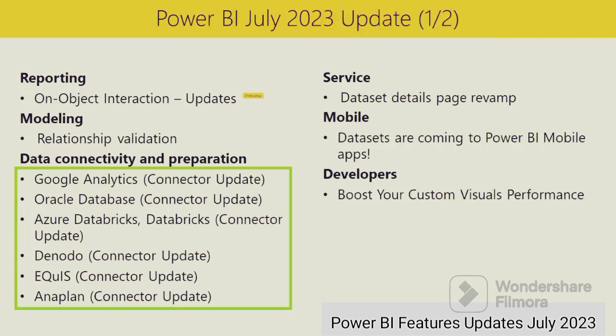We have some connector updates for you this month. The Google Analytics connector has been updated to support Google Analytics Data API, Google Analytics 4. To use this new functionality, use Implementations 2.0 when connecting. The Oracle connector has been updated to enable Azure AD-based single sign-on functionality through the on-premises data gateway.